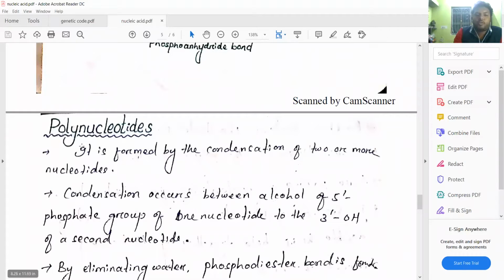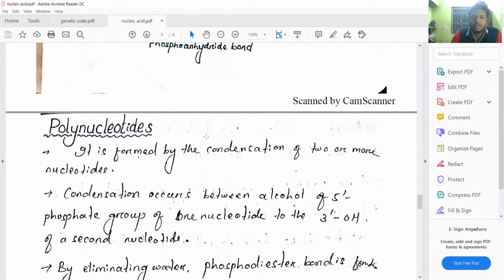What is the condensation reaction? A condensation reaction is a reaction in which a water molecule is removed and the molecules condense. In protein synthesis or peptide bond formation, two amino acids are joined together by condensation reaction, by removing one water molecule.